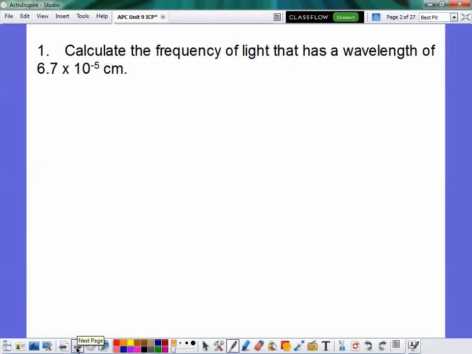All right, so let's just jump into some calculations with this, okay? Number one, we're going to calculate the frequency of light that has a wavelength of 6.7 times 10 to the -5th centimeters. So the first formula we're going to use is this: c equals lambda nu. Greek letters, yay.